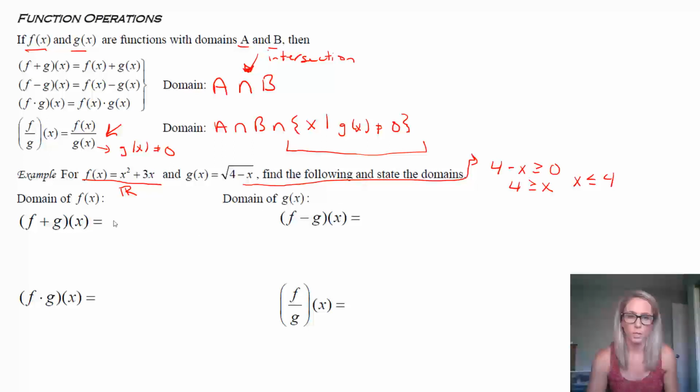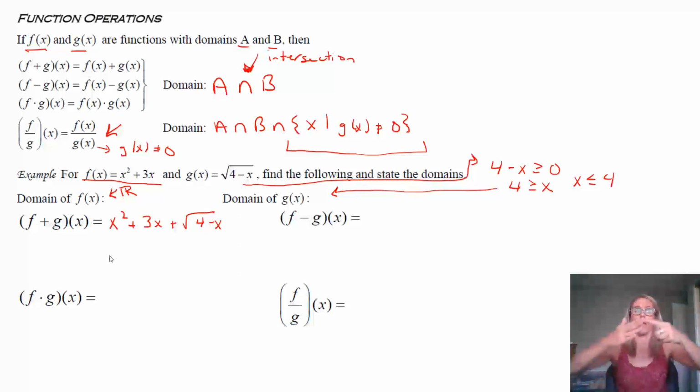So if we add the 2 functions together, if you think that this is going to look great and wonderful, it's not. It's just x squared plus 3x plus the square root of 4 minus x. That's all it is. But when we think about the domain, notice here's my domain there, and then I've got my domain here for g of x. The domain is simply the intersection.